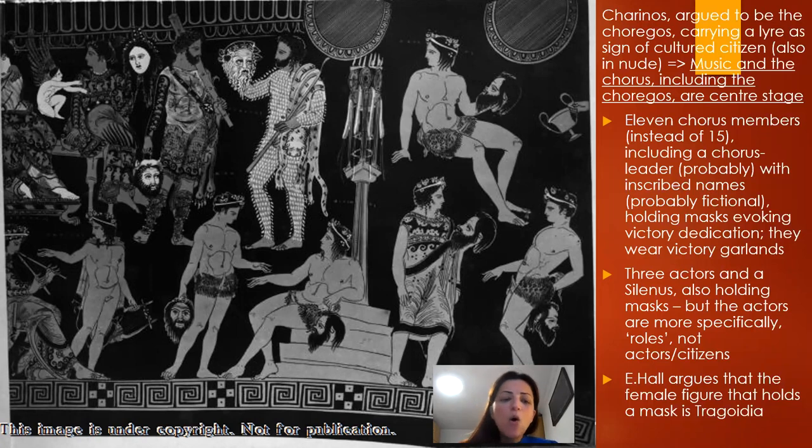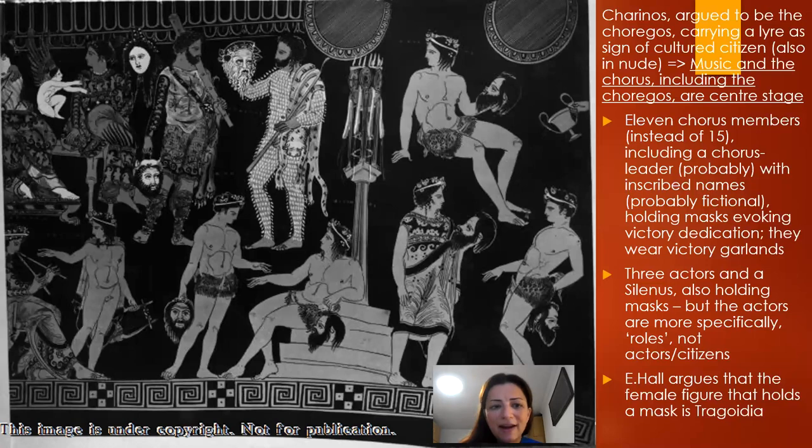who is called Charinos. Now, who is this Charinos? As you can imagine, there is huge scholarship and arguments about who this Charinos might be. But again, scholars are leaning towards the explanation that Charinos actually represents the sponsor, the choregos of this winning dramatic chorus, and the fact that he's carrying a lyre. As we know, stringed instruments, lyres, were not used in dramatic performances, and the fact that he's not in costume means that he's not from within any play. It's just a sign that he's a cultured citizen.